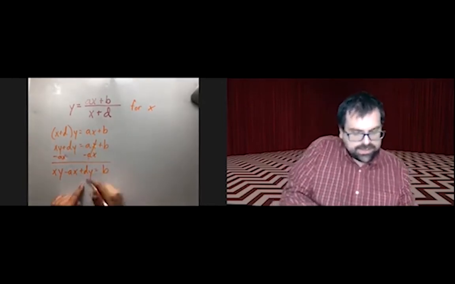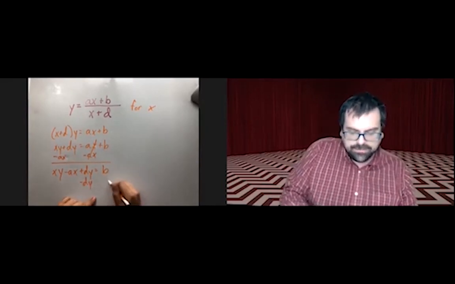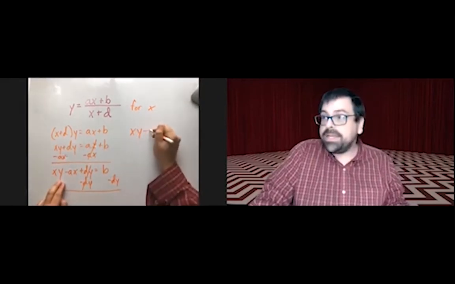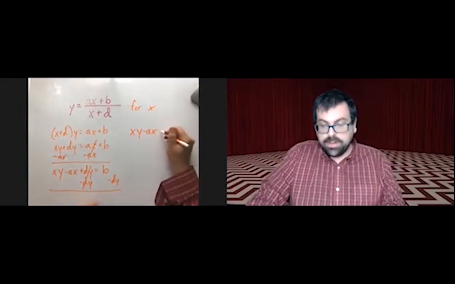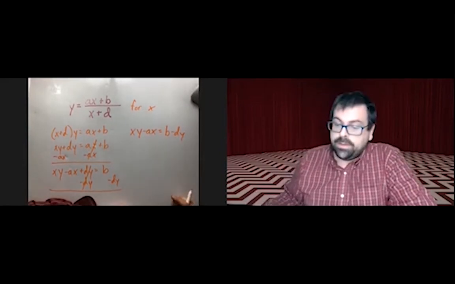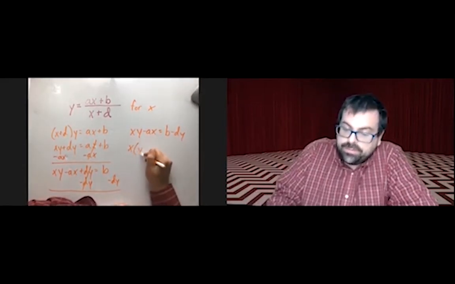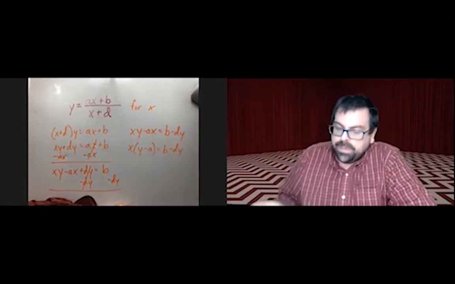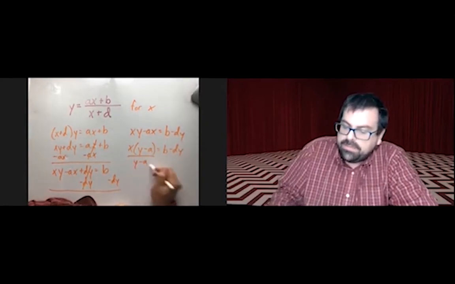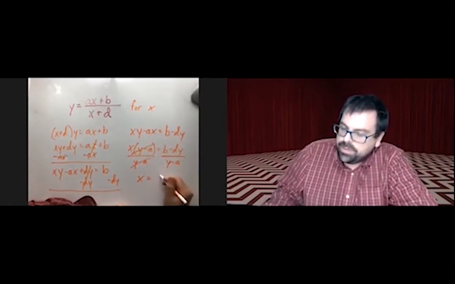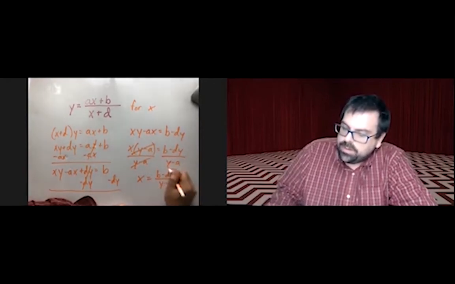And then let's get rid of this dy because there's no x there. That leaves us with xy minus ax equals b minus dy. Factor out that x. We're left with y minus a. Divide by y minus a. We get x equals b minus dy over y minus a.